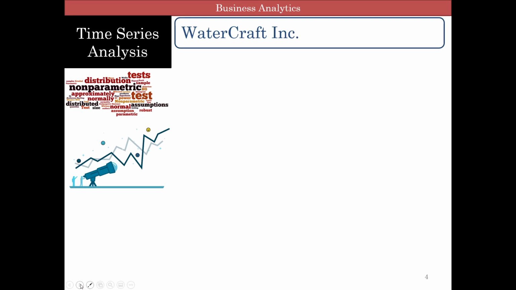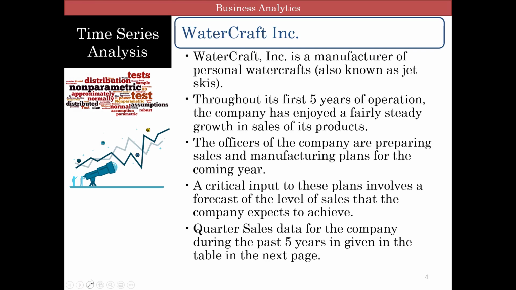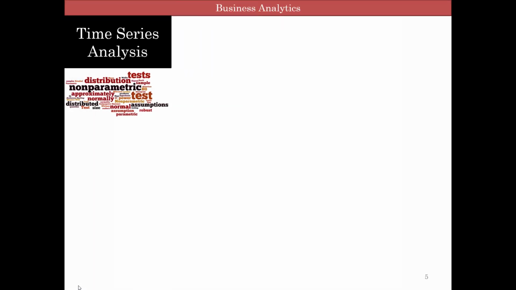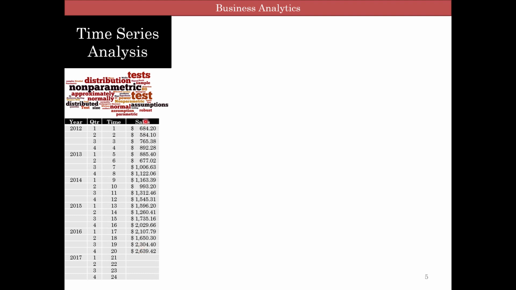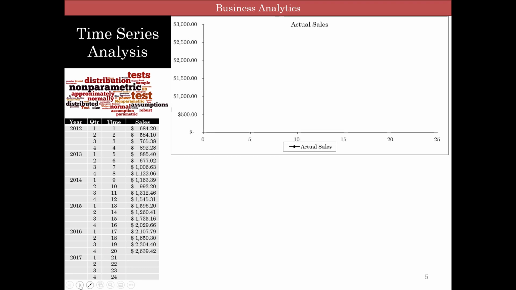All right, so let's look at an example problem. Here is a company called Watercraft Incorporated, which makes personal watercraft, or jet skis. In 5 years, it's enjoyed steady growth in sales, and they are looking at the next year, and they want to use 5 years of data. So here is the data, sales in dollars, 2012 to 2016, and we are trying to predict the 2017 forecast.